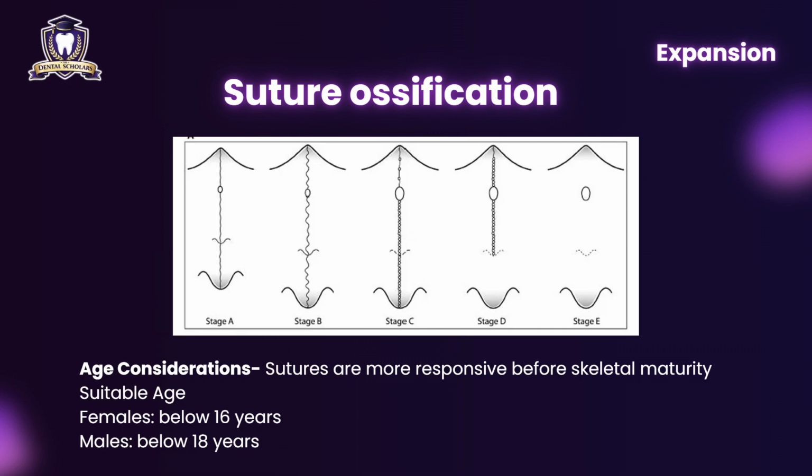The clinical significance of these stages is that at a younger age, the suture is patent and the bone is less dense, whereas as the suture matures at an older age, the suture becomes more interdigitated, rigid, and finally fuses. So, the sutures will be more responsive to expansion before skeletal maturity. Thus, the ideal age to start expansion in females would be below 16 years and in males would be below 18 years.